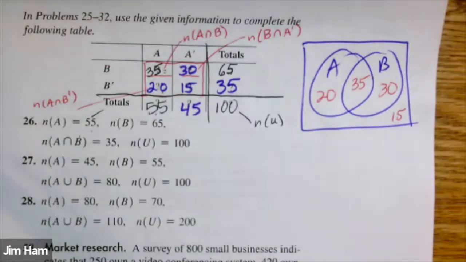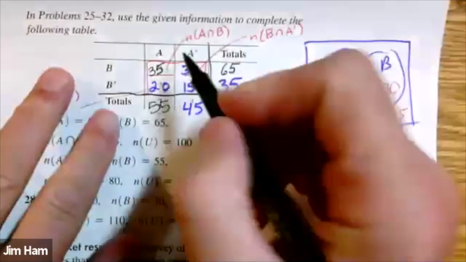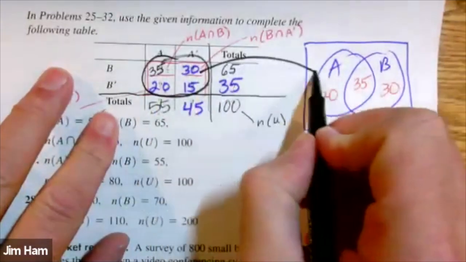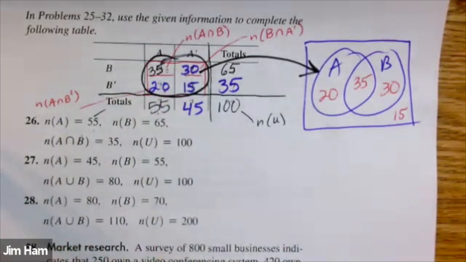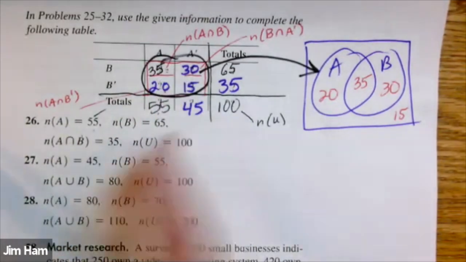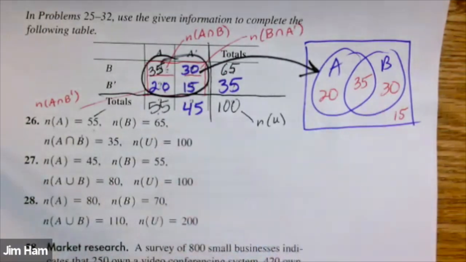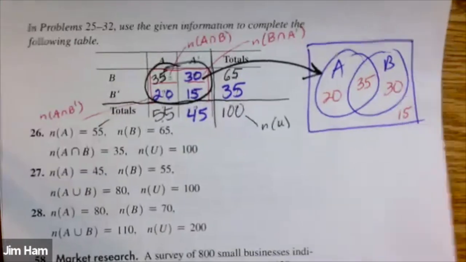And what you should notice about this problem is that these 4 numbers are the same 4 numbers that appear over in the Venn diagram. So it might be easier for you to complete this table than to complete the Venn diagram. But the two are equivalent. They give you some clues and they ask you to find the missing pieces.